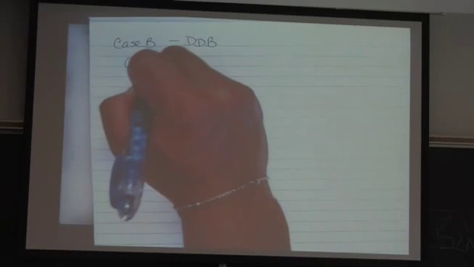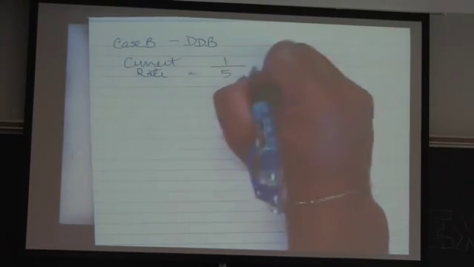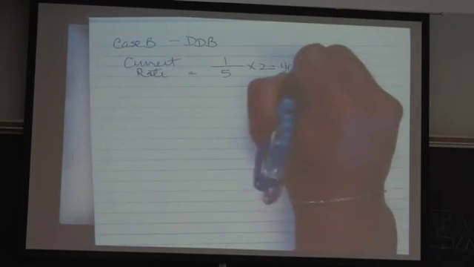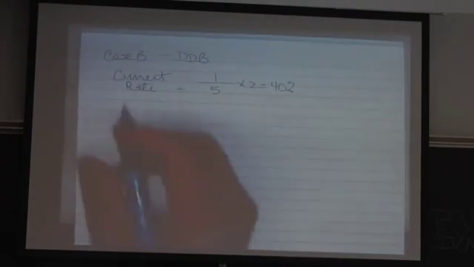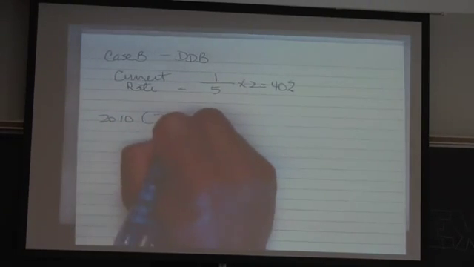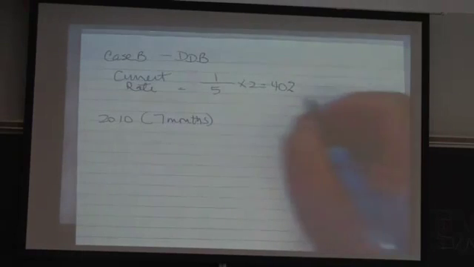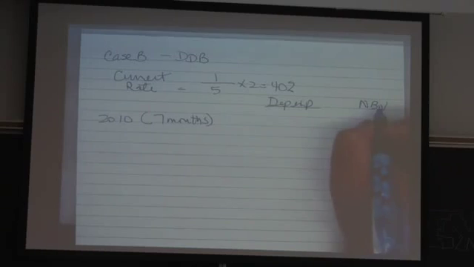So we know that the current rate is 1 over 5 times 2, gives me 40%. And we know from our analysis in part 1, the amortization for double declining for 2010. So this is depreciation expense, net book value.